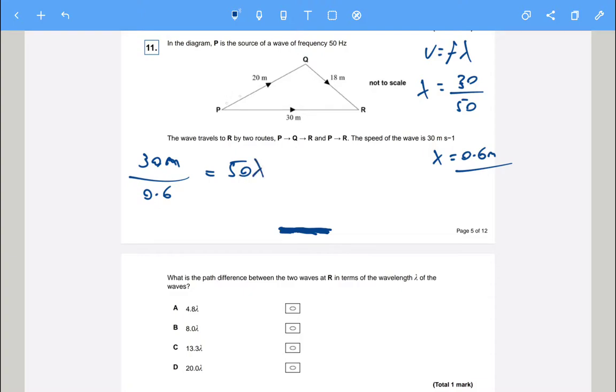And then the other route, which is P to Q and then Q to R, is 38 meters. So we need to do 38 meters divided by 0.6, and see how many wavelengths that is. It's 63 1/3 wavelengths, so 63.3 recurring wavelengths. The path difference will just be the difference between these two. So 63 1/3 minus 50 gives us 13.3 wavelengths. So that's the path difference, C. Now let's move on to the next one.